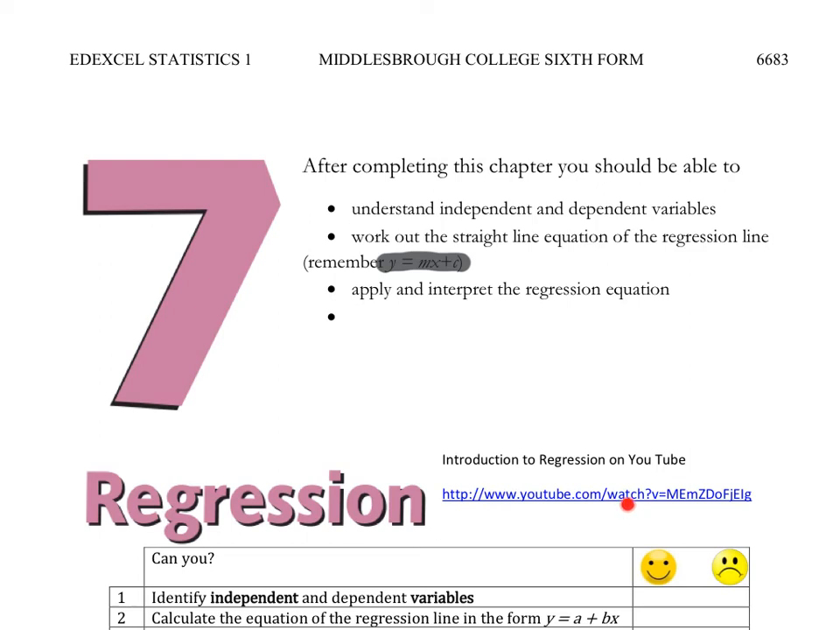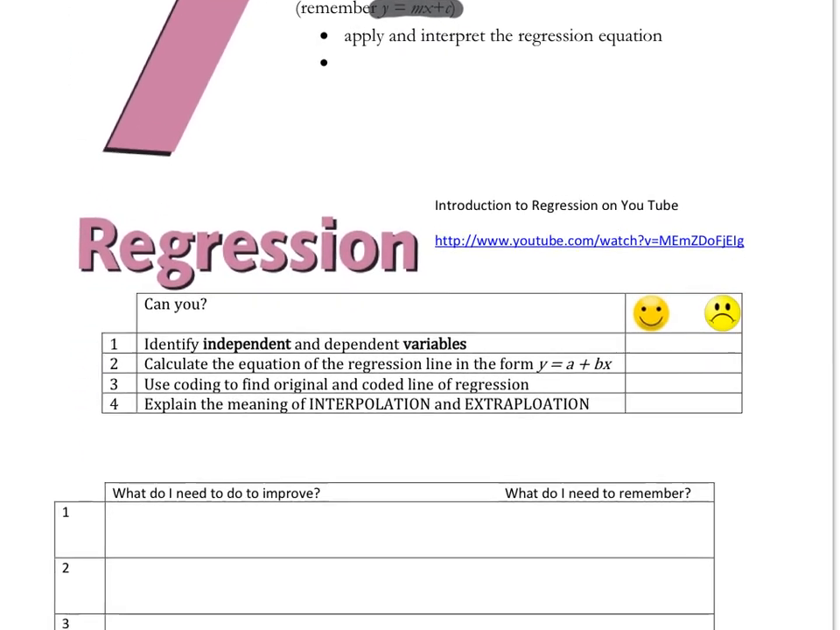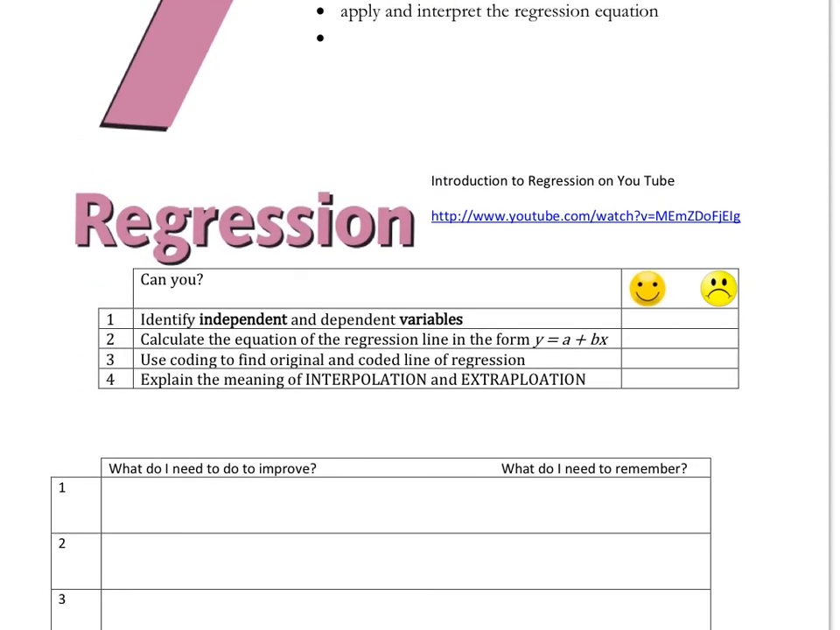But I'm going to work through a few examples, and by the end of this booklet you should be able to do these 4 things. Identify the independent and dependent variables. Calculate the equation of the regression line in the form of y equals a plus bx. Now it's important, it does follow y equals mx plus c, but it's actually in quite a different order. The intercept comes first and b is the actual gradient.